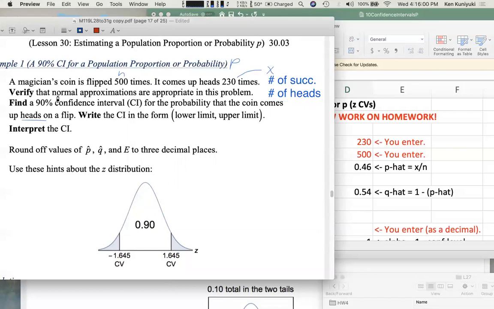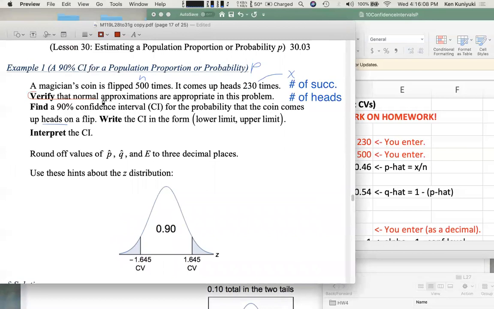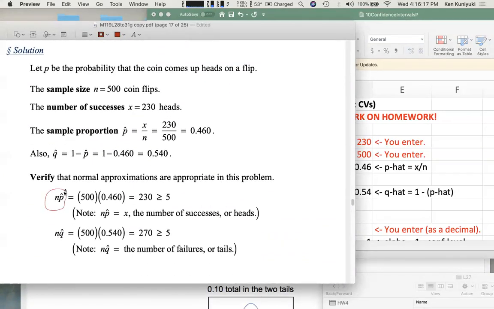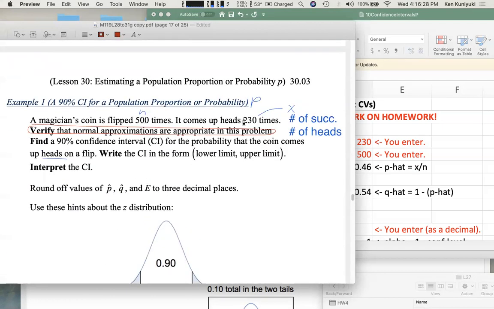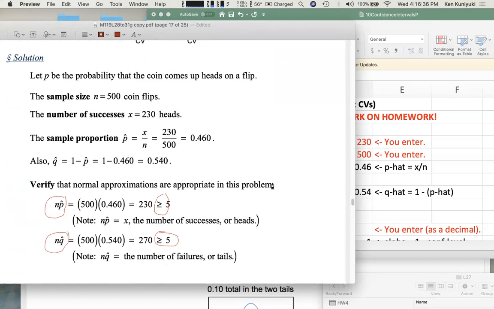We're going to verify, first of all, that normal approximations are appropriate in this problem. I'll indicate this in red. Verify that normal approximations are appropriate. So remember the conditions. We needed n p-hat to be at least 5, and we needed n q-hat to be at least 5. And actually, we can do that right now based on these numbers, because it turns out that n p-hat is the number of successes. n p-hat is x. It's 230. It's the number of heads that we get.